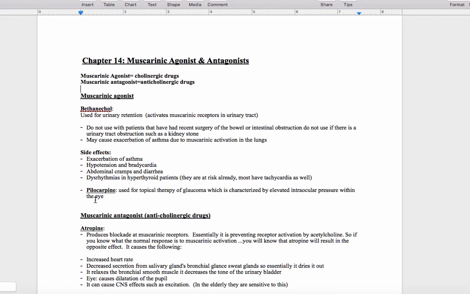The other one is pilocarpine, and this one's strictly used in the eye. It's an eye drop. It's used for the therapy of glaucoma. Glaucoma is where they have increased intraocular pressure within the eye. So pilocarpine will actually reduce the intraocular pressure within their eye. That's all you really need to know about that one for the time being.